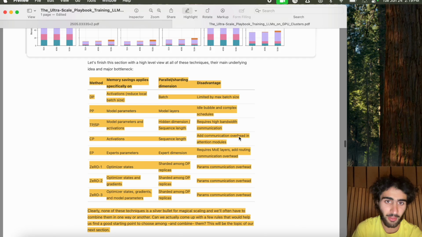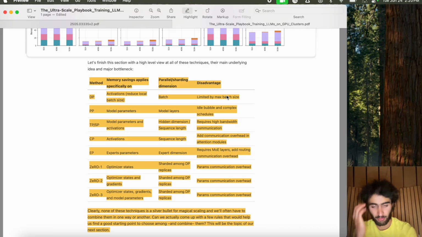And then another high-level review of everything we've discussed so far. Data parallelism is saving memory on the activations by reducing local batch size. The sharding dimension is the batch, and the disadvantage is that we cannot infinitely scale it, because then it will increase our max batch size, which is usually optimized to lead in a positive training direction, which is to say, improve the training dynamics. And then pipeline parallelism is for the parameters. We split along the model layers, and the disadvantage is we do have idle time.